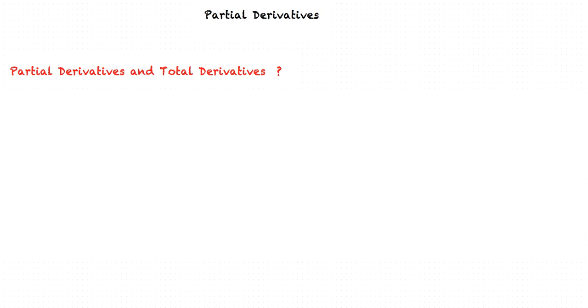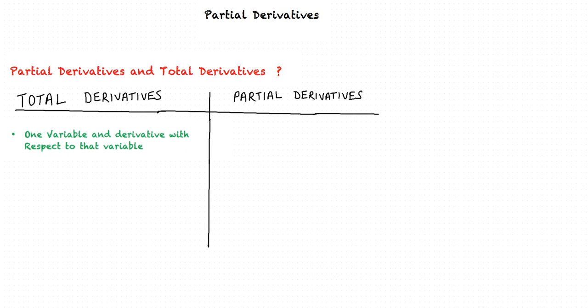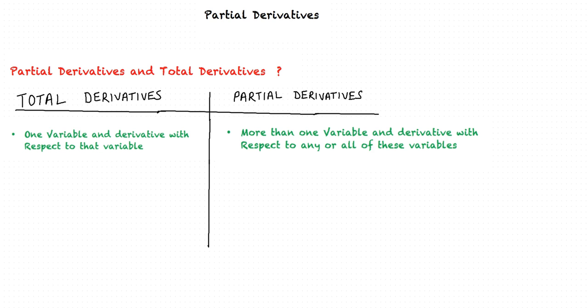In the case of a total derivative, the function involves only one variable and we take the derivative of the function with respect to that variable. However, in the case of a partial derivative, the function involves more than one variable and we take the derivative of the function with respect to any or all of these variables.